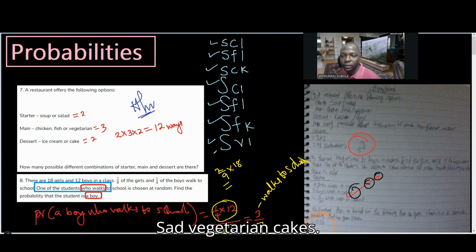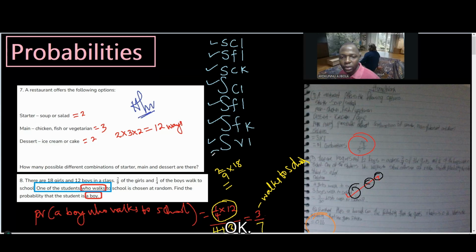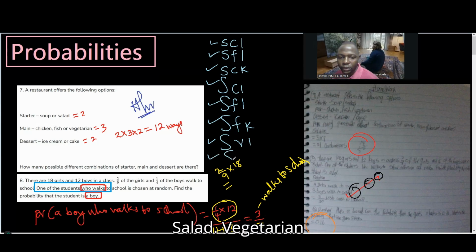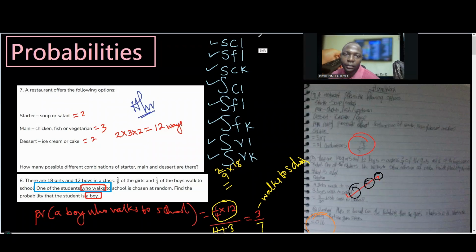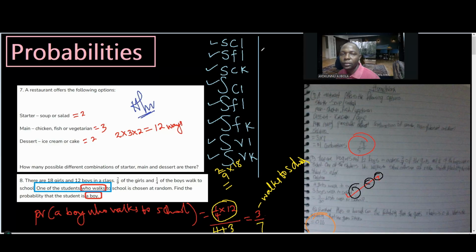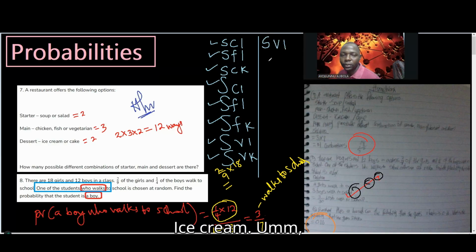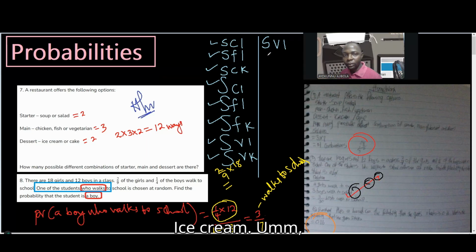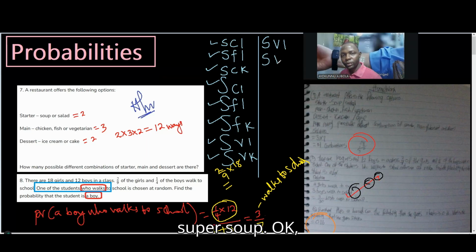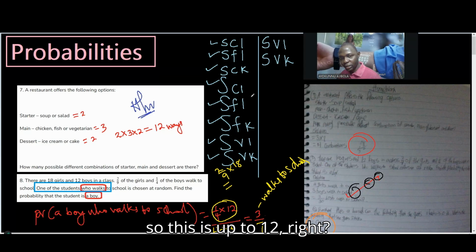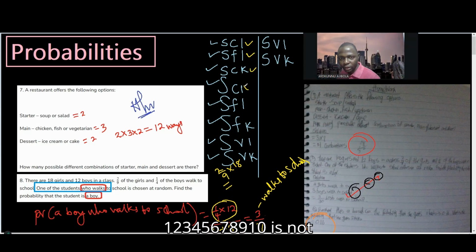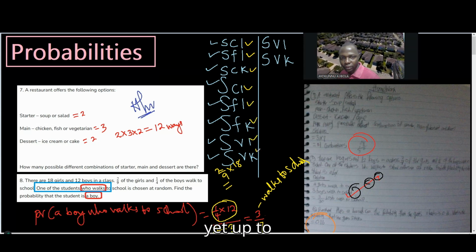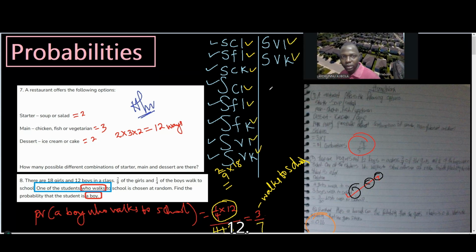Salad, vegetarian, cake. Soup, vegetarian, ice cream. Soup, vegetarian, cake. So this is up to 12, right? One, two, three, four, five, six, seven, eight, nine, 10. It's not yet up to 12.